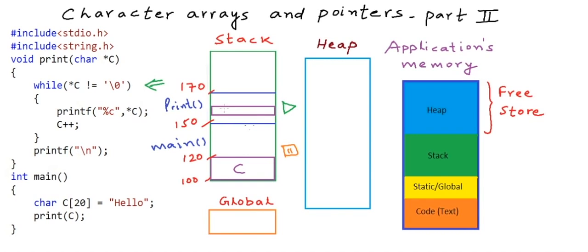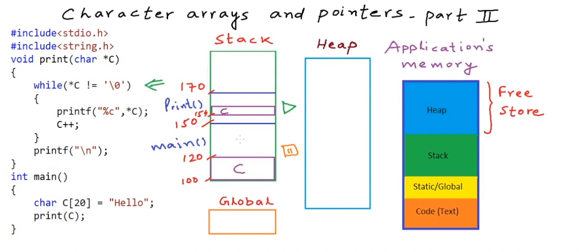Now print will also have a local variable C, but this will be a pointer variable. A pointer variable takes 4 bytes of memory in a typical architecture, so this will be taking 4 bytes. So let's say starting address 154 in this stack frame, we have 4 bytes for this particular character pointer. So this C in main is actually not the same C in print. The C in main and the C in print are different.